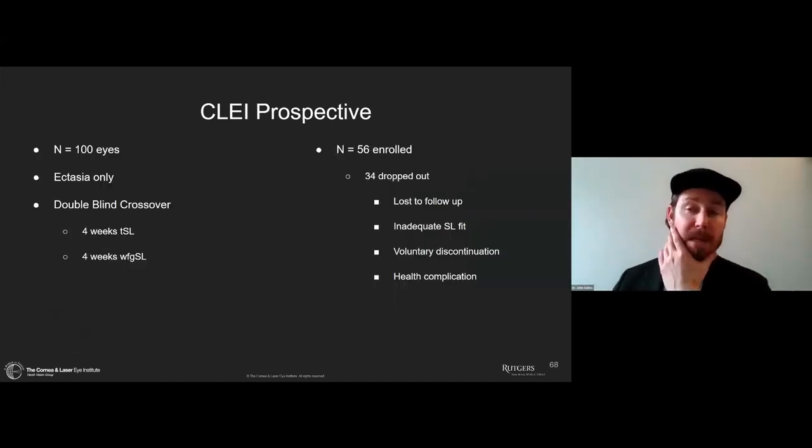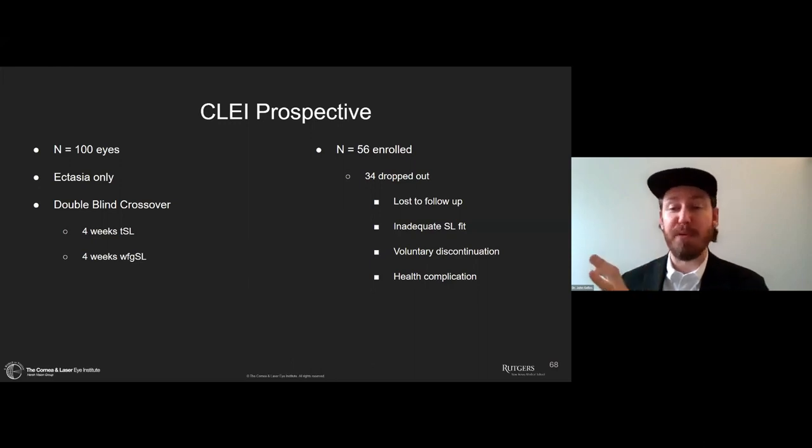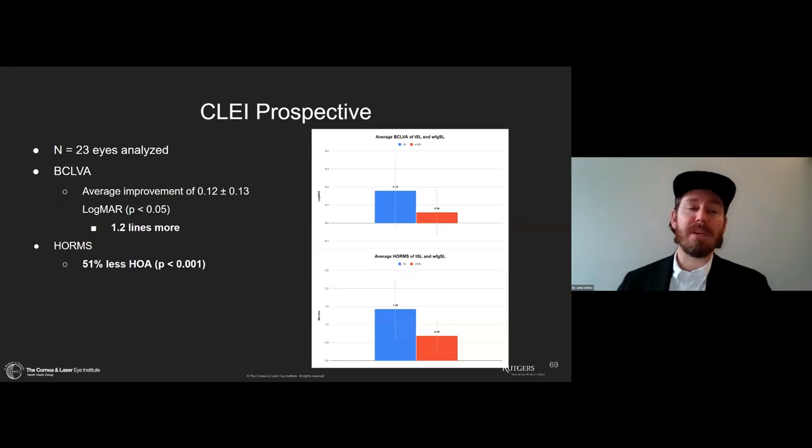Now, we did a prospective study that we're looking at right now. We were able to unmask because we got about halfway through it. But we had 34 of these individuals that dropped out in this 100-eye study. They were either lost to follow-up, they liked their original lens because they were getting a free lens and they disappeared, or we couldn't get a good enough scleral lens fit for them to continue forward. They voluntarily discontinued because the process was taking too long, or they had a health complication that prevented them from moving forward. So when we looked at these 23 eyes that were analyzed, what we found was 1.2 lines of visual acuity improvement and around 50% HOA correction.